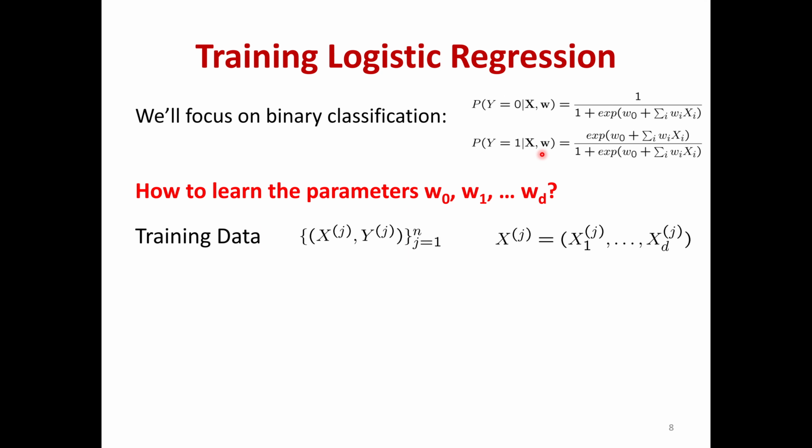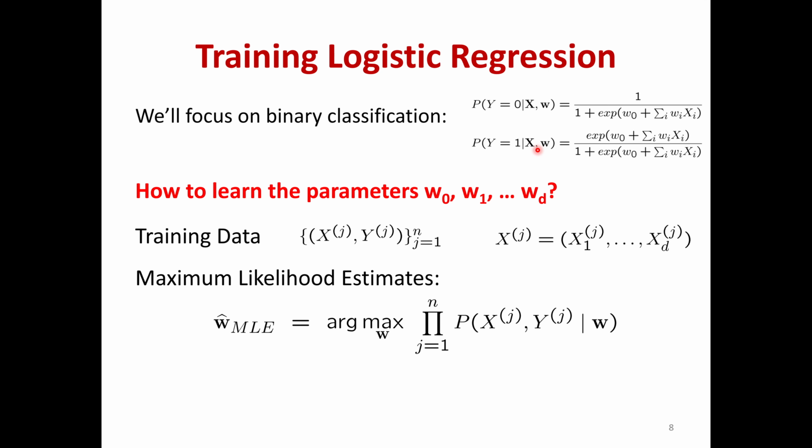We have a training data set given as x1, y1, x2, y2, and so on, x and y in pairs, and the input x is a d-dimensional vector. We want to find the best parameters w. To achieve this goal, we can try to do maximum likelihood estimation. Here, we would need to maximize the probability of the training set in w parameters.